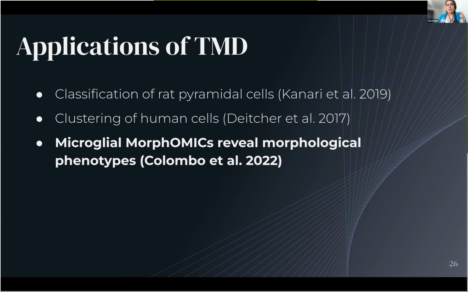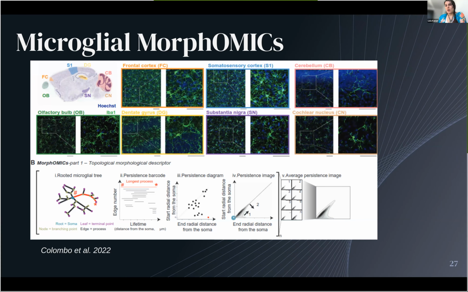The final application I'll talk about is the microglia. So with a group in IST Austria, the group of Sandra Siegert and with Catherine Hess, we collaborated on this project. They had a very nice data set of microglia from different areas of the mouse brain, and they wanted to distinguish them. So this is an idea of the pipeline. It's slightly modified compared to what we did for the neurons. So again, we extract the persistence barcode, the diagram, and the image.